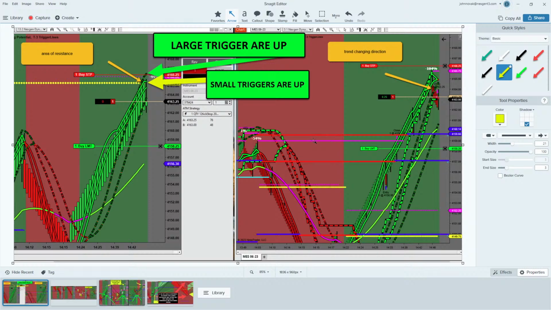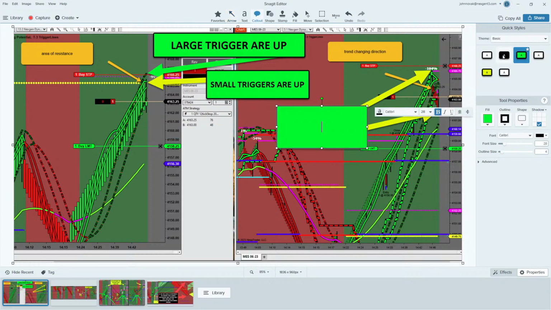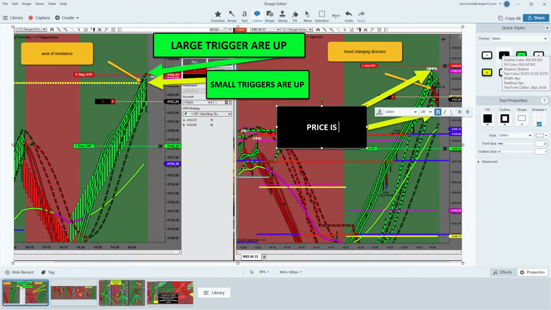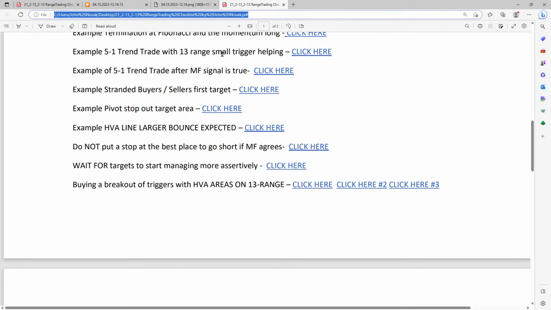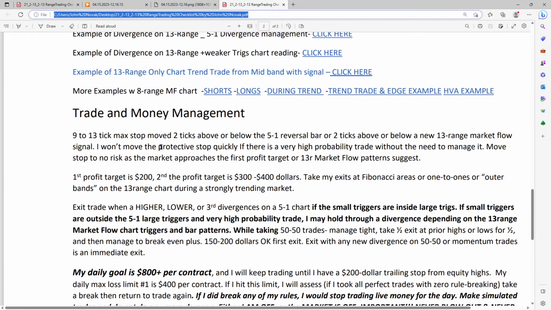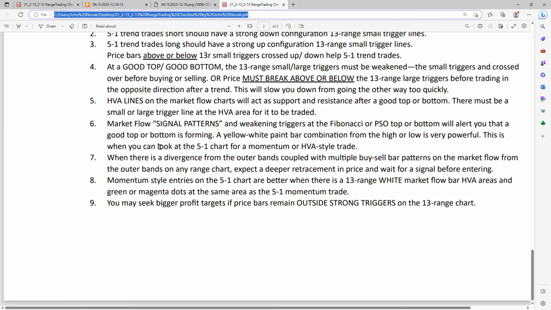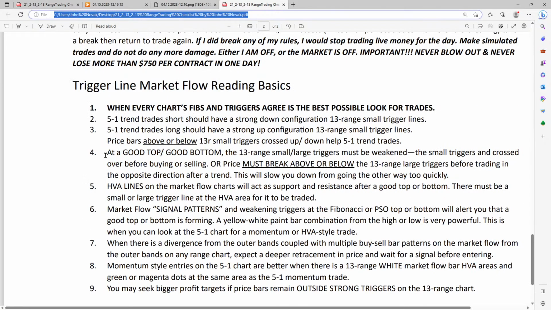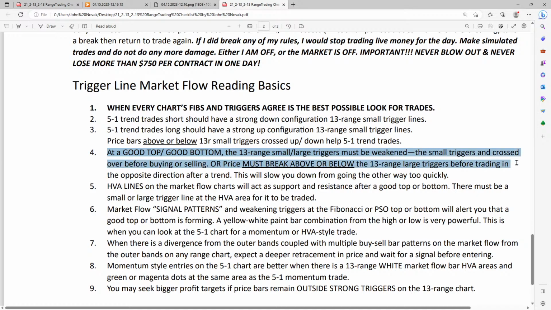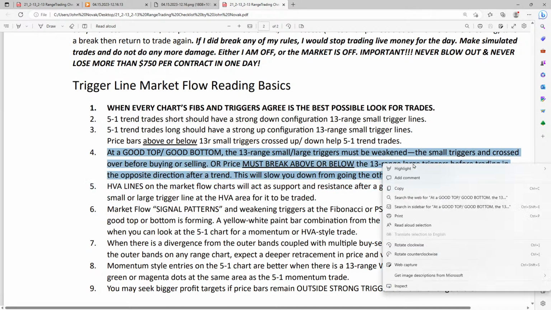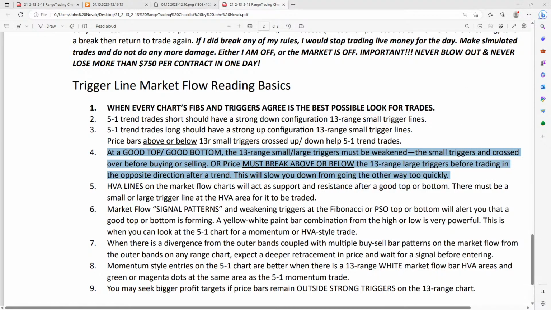And then when we look at these triggers, we have to look at price relative to our trigger lines. So where is the price itself? Now, I'm going to go back to my little PDF here. And again, this is for me, but you're more than welcome to steal it if you want. Add a good top or bottom. This is my rule.